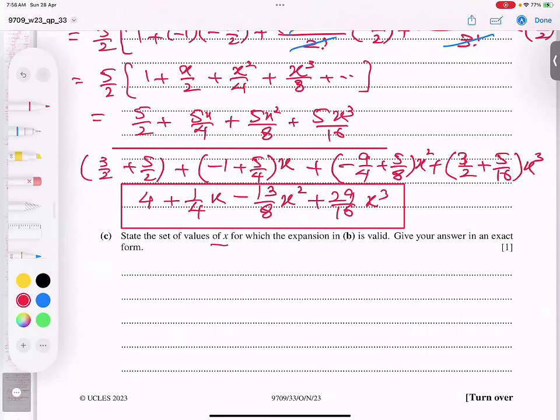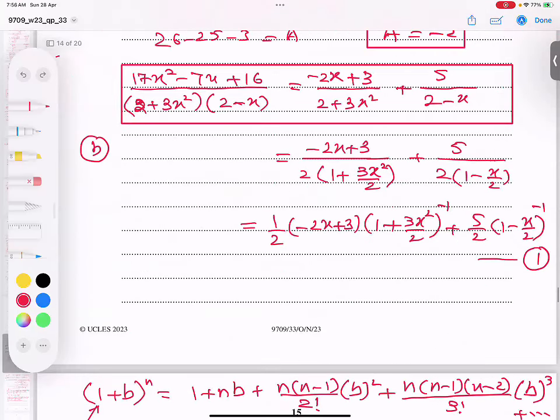State the set of values of x for which this expansion is valid, and give the exact form. You know, students, what is the technique we always apply here? These values have no effect, no problem, but the effect will come from this expansion and this expansion. And basically inside, what is this one, including the signs, I will take.